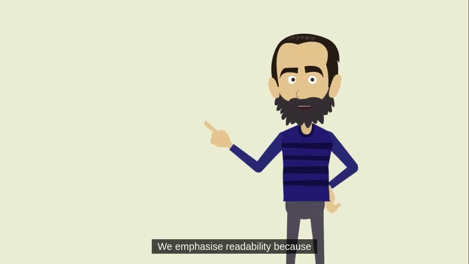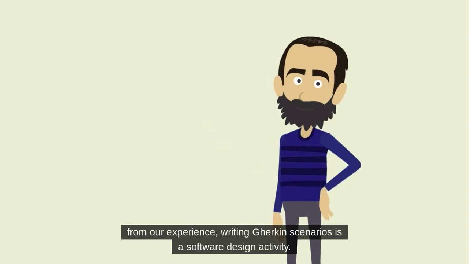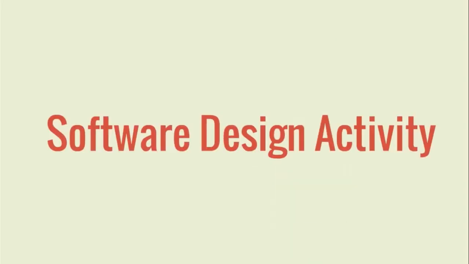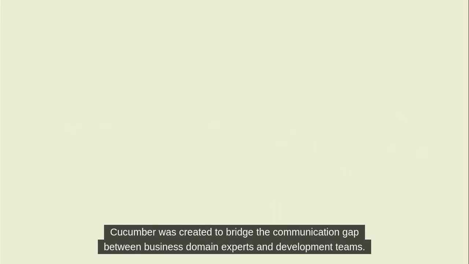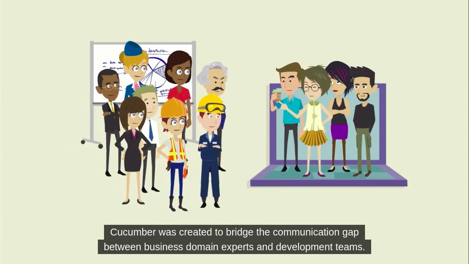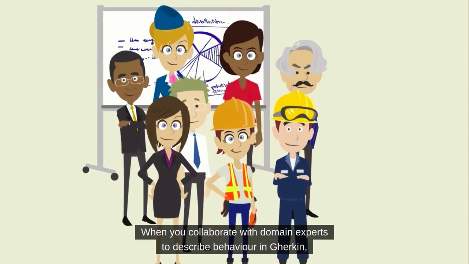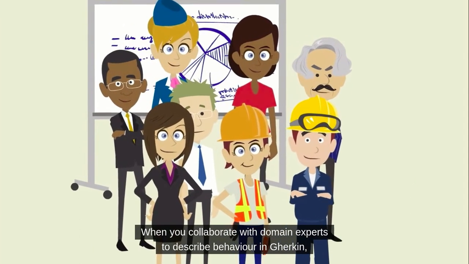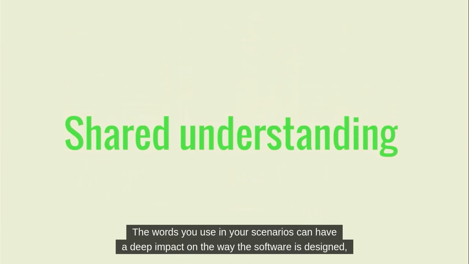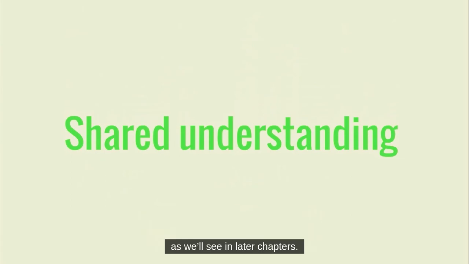We emphasize readability because from our experience, writing Gherkin scenarios is a software design activity. Cucumber was created to bridge the communication gap between business domain experts and development teams. When you collaborate with domain experts to describe behavior in Gherkin, you're expressing the group's shared understanding of the problem you need to solve. The words you use in your scenarios can have a deep impact on the way the software is designed, as we'll see in later chapters.